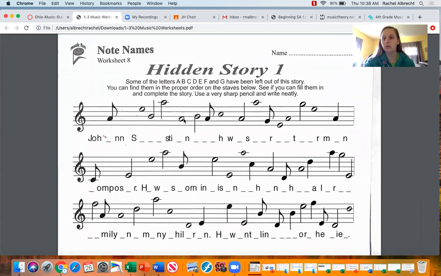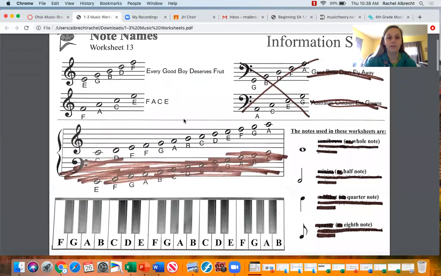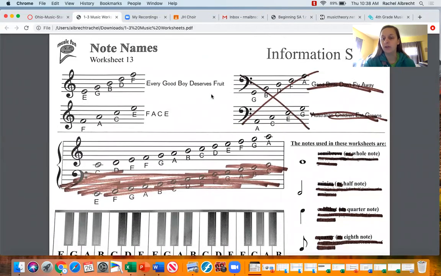So first I'm going to scroll up to our information sheet, which you should all have. This is going to be very helpful for you. We have our line notes right here. Every good boy deserves fruit. We've done some other ones for those: every good boy does fine, every good boy deserves fudge, every great Buckeye deserves fans. But that's basically the gist of it, it should always be E, G, B, D, F.